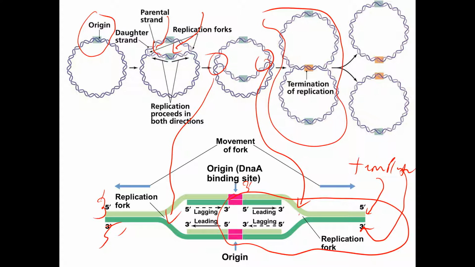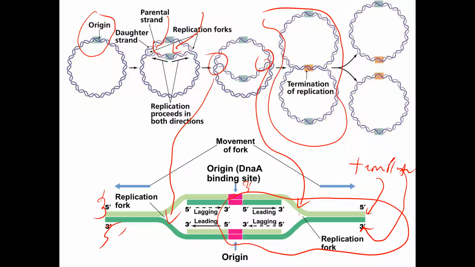Right now, these two strands have yet to open up. But here in the replication bubble, your two parental strands have opened up. So one strand has a free 5' end, the other has a free 3' end. DNA replication always occurs 5' to 3'.